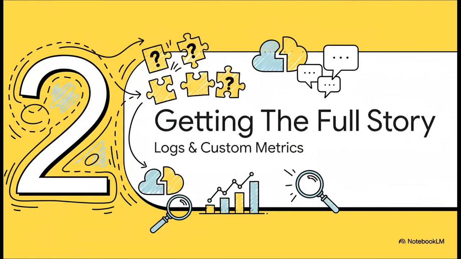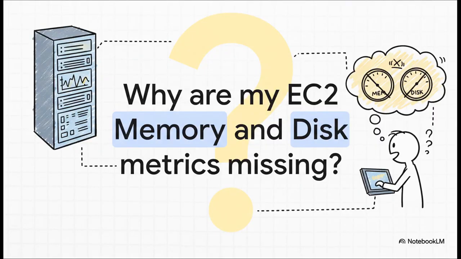So, we know we need that full story. But what happens when a key chapter of that story is just missing? Let's talk about something that drives a lot of AWS users nuts. Oh man, if you have ever spun up an EC2 instance, I bet you've asked this exact question. You go to CloudWatch, you see your CPU, you see your network traffic, but where in the world are the memory and disk usage metrics? It feels like they should be right there.